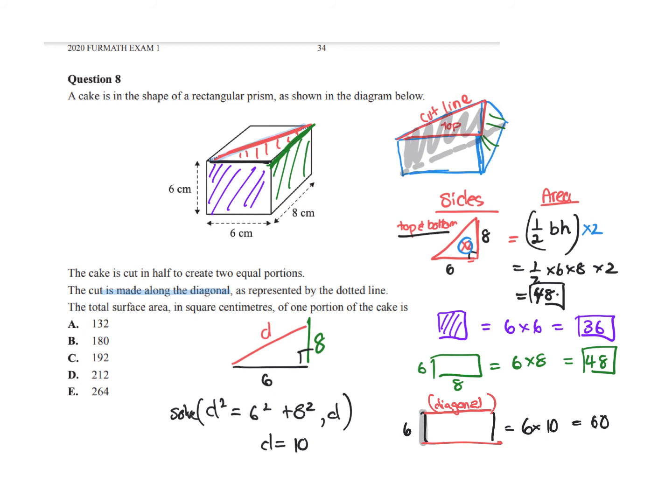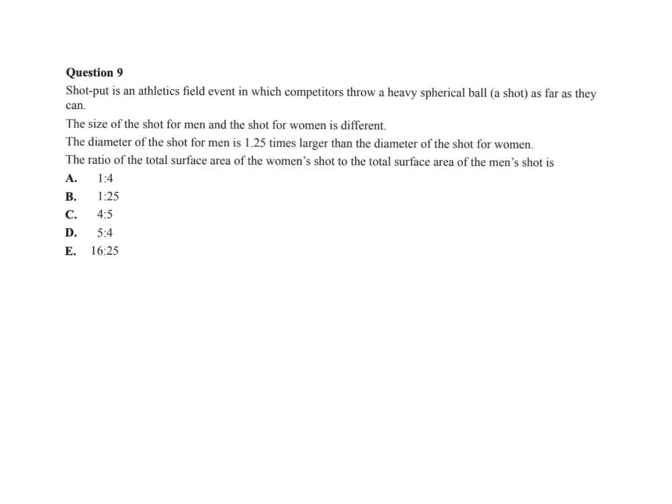Which is 60. And so to get the total surface area, we have to add all these numbers up. So we've got 48 plus 36. So let's just do that. 48 plus 36 plus 48 plus 60. And I get 192. Yeah? So total 192.